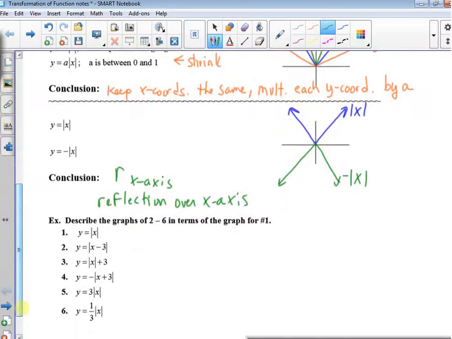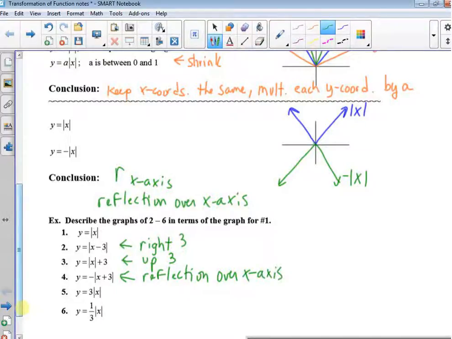All right, then describe the graphs of 2 through 6 in terms of the graph for number 1. So that should be easy now. So absolute value of x minus 3 is you're moving to the right 3, this one should be moving up 3, this one you've got two things going on. You have a reflection over the x-axis, and then you will be moving to the left 3.